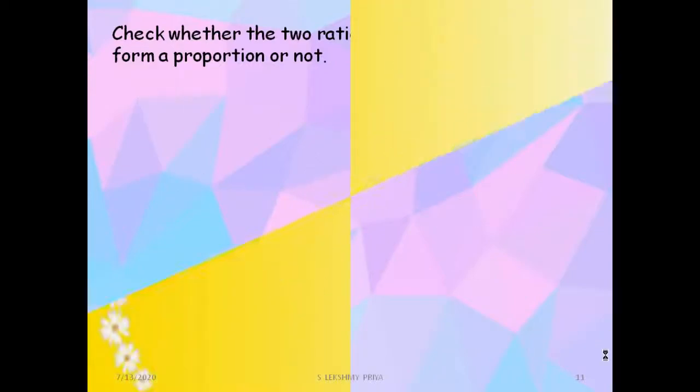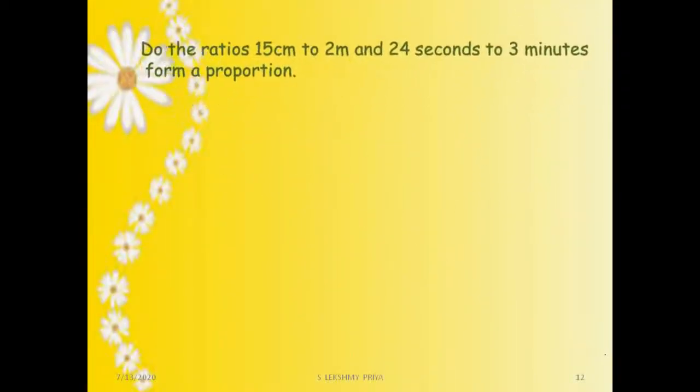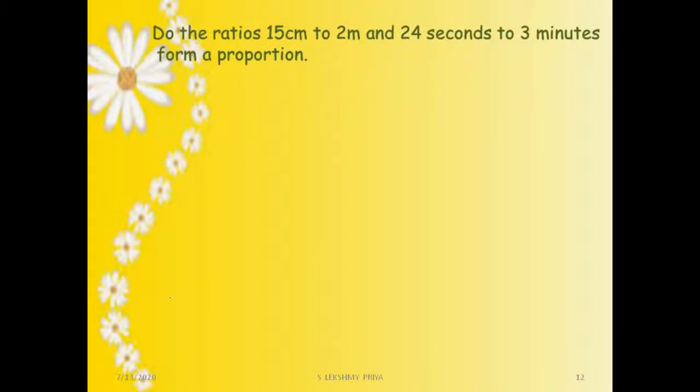Let's see another example. Do the ratios 15 centimeter to 2 meter and 24 seconds to 3 minutes form a proportion? In ratio, we have seen that when you are comparing two numbers in the form of a ratio, it should be in same unit. Here, one is given in centimeter and another is given in meter. For the second ratio, one is given in seconds, another in minutes.